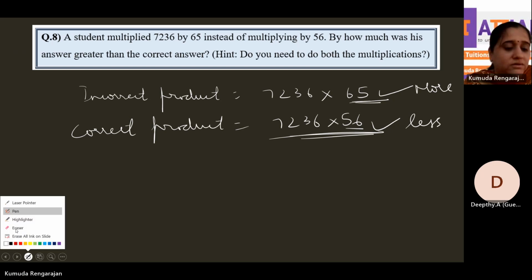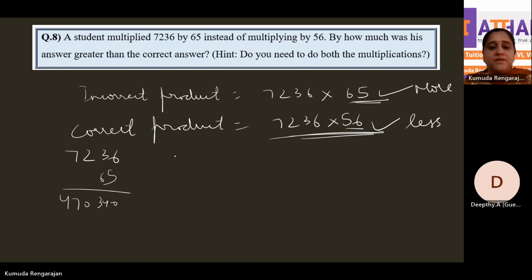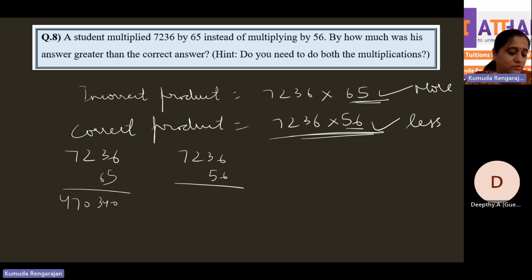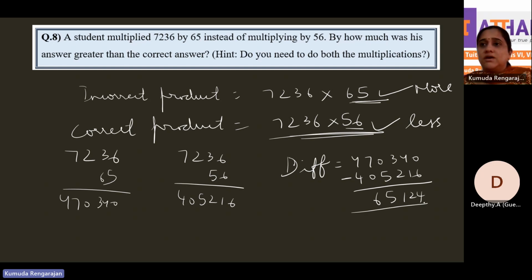So what we think has to be done is we need to multiply 7236 by 65. I'll just use a calculator. 7236 into 65 is 470340. Then 7236 into 56, which is 405216. And then the difference, it's greater by, you should find the difference, which is minus. This is how we think it has to be done.